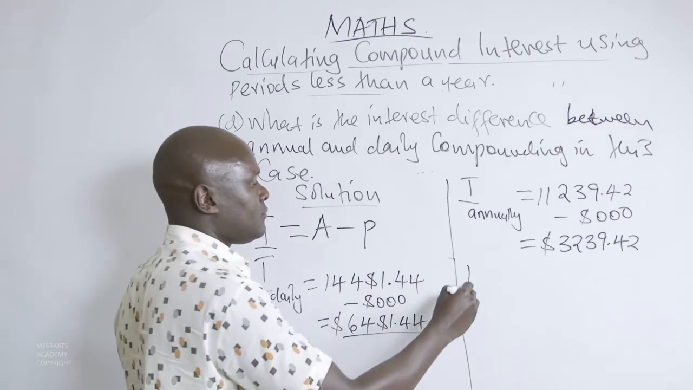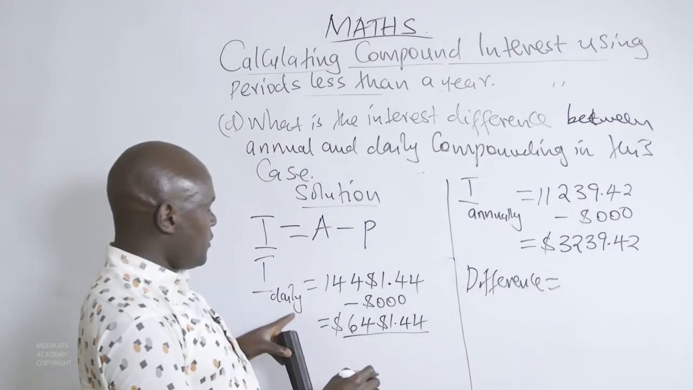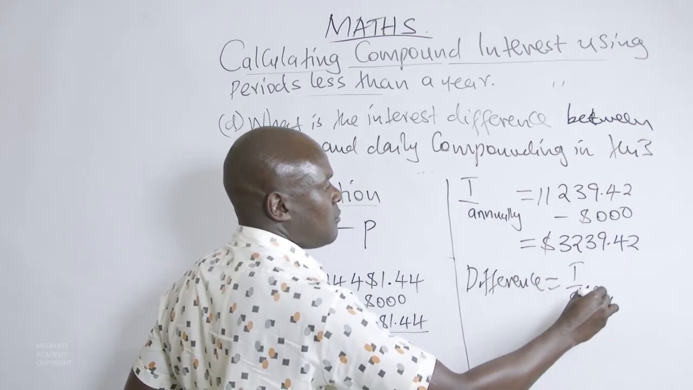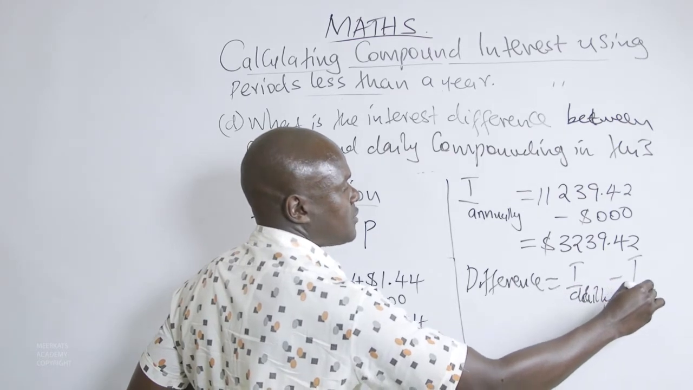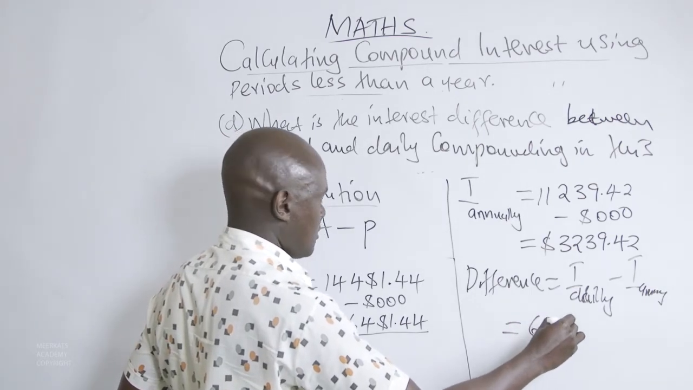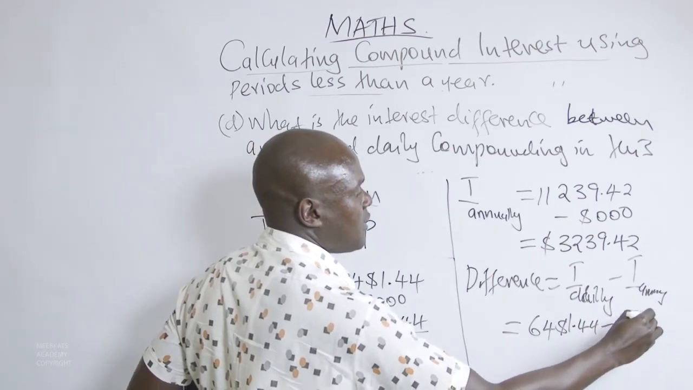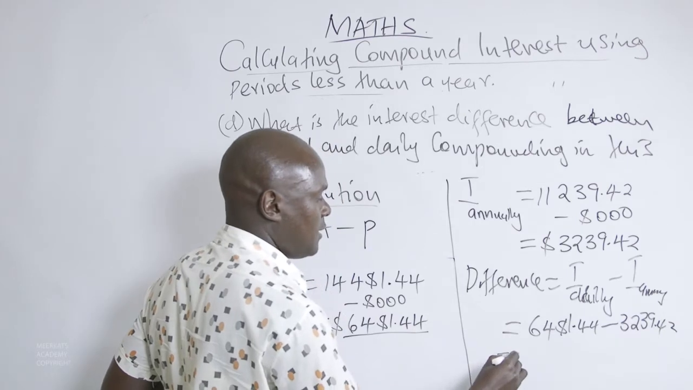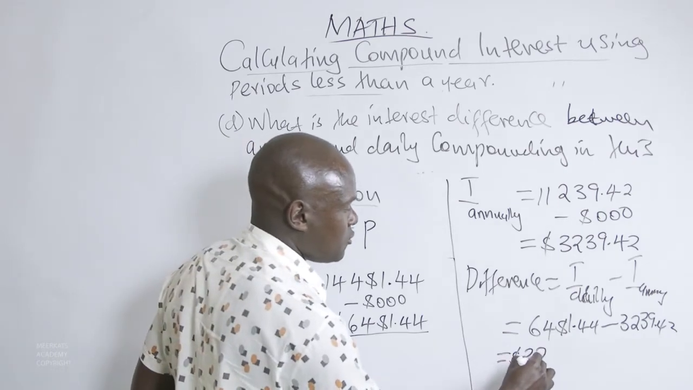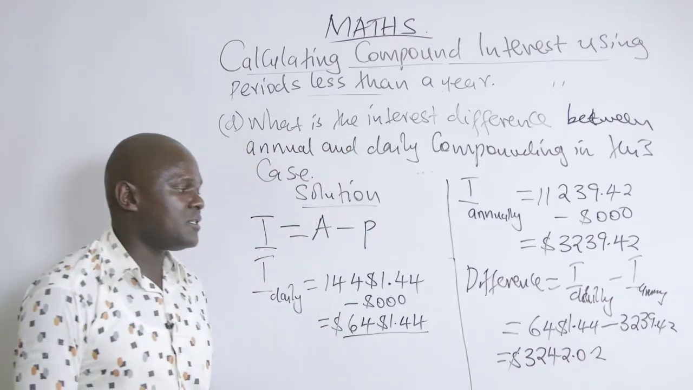Then the difference will be this daily interest minus the annual interest, and this will give us 6,481.44 minus 3,239.42, and ultimately we will have a difference of $3,242.02. This is the difference.